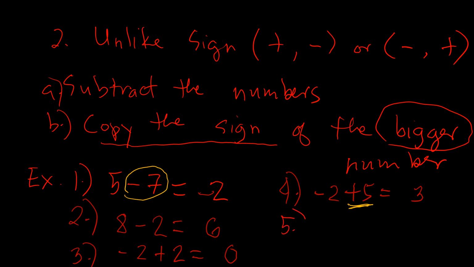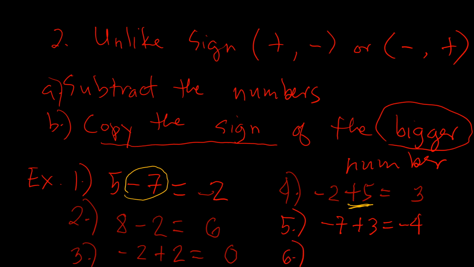We have here item number 5. Negative 7 plus 3. So the first number is negative and the second number is positive. So we are going to subtract these two numbers, and 7 minus 3, that gives us 4. And then we are going to copy the sign of the bigger number. Which is the bigger number? Is it 7 or 3? Of course, it is 7. So the final answer will be negative 4.